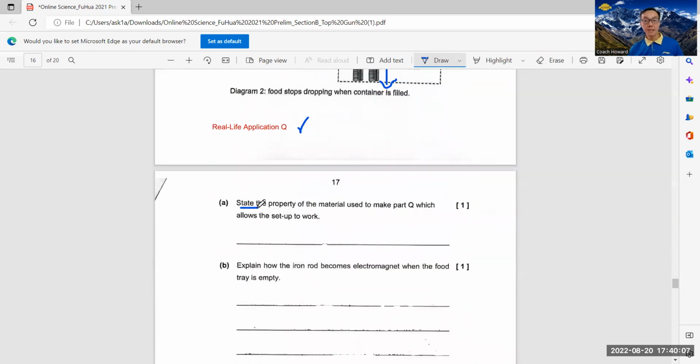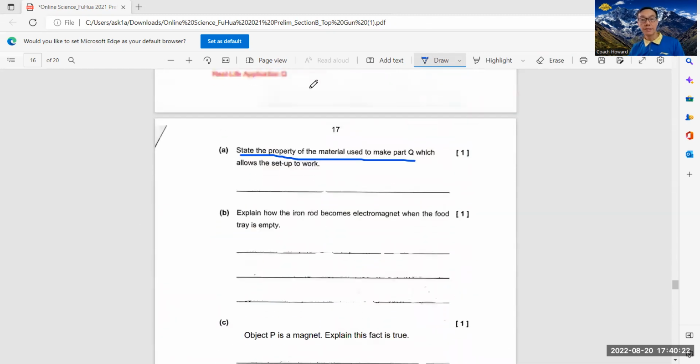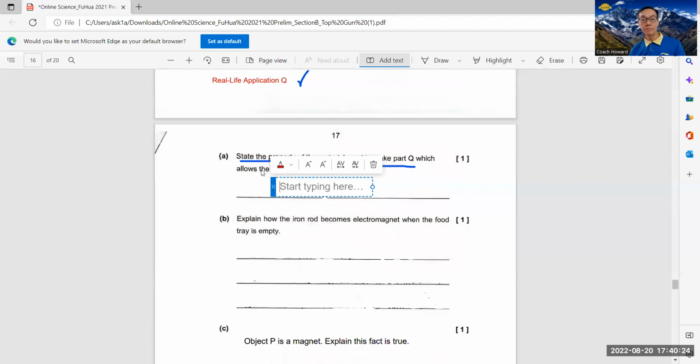Part 1, state the property of the material used to make part Q. So part Q, this part, must be able to conduct electricity. So this property is an electrical conductor. Okay, so this part is very easy. Part 1, electrical conductor. Next, explain how the iron rod becomes an electromagnet when the food tray is empty.